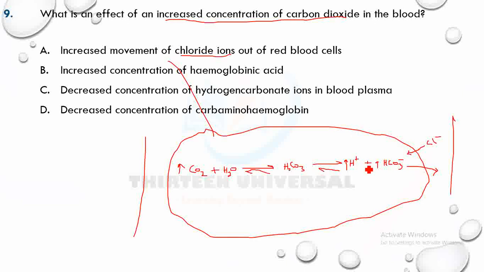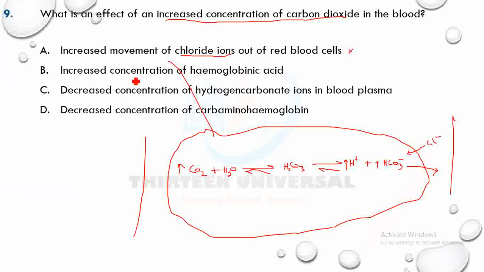Do you get? Because when you increase CO2 concentration, you increase hydrogen carbonate ion, and they will move out to be transported in the plasma. And once they move out, more chloride ion will move in. The more the concentration of hydrogen carbonate ions that move out, the more that of chloride ion moves in. So chloride ion does not move out. Okay, so this is wrong. All right, now look at B.